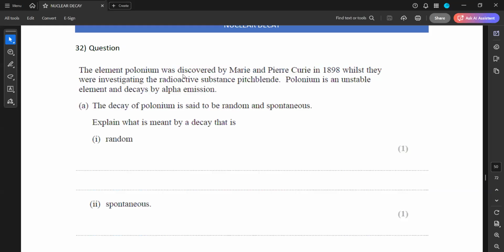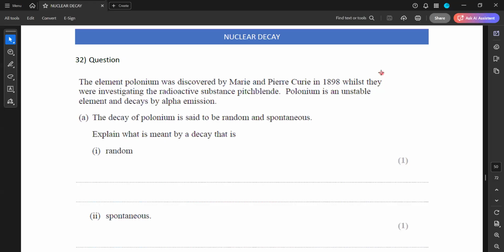The next, we have the element polonium, which was discovered by Marie and Pierre Curie in 1898. Fusion produces waste, but that waste is not radioactive. They discovered it whilst investigating the radioactive substance pitchblende. Polonium is an unstable element and decays by alpha emission.